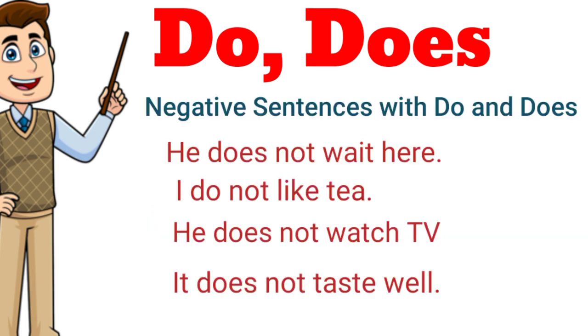Negative sentences with do and does. He does not wait here. I do not like tea. He does not watch TV. It does not taste well. In all negative sentences, we use not after do and does.